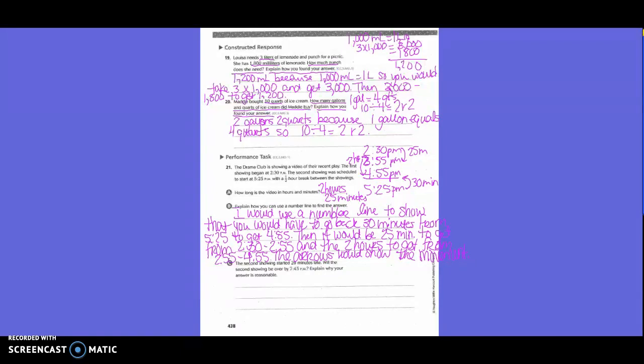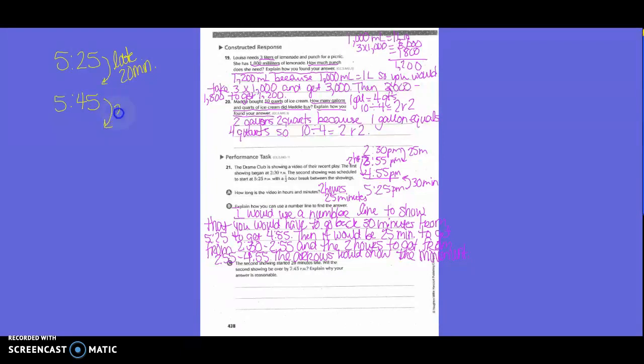Letter C, the second showing started 20 minutes late. Will the second showing be over by 7:45? Explain why your answer is reasonable. So it was supposed to start at 5:25, but then it started 20 minutes late. So that means it didn't start until 5:45, and then we know that each show goes for 2 hours and 25 minutes.